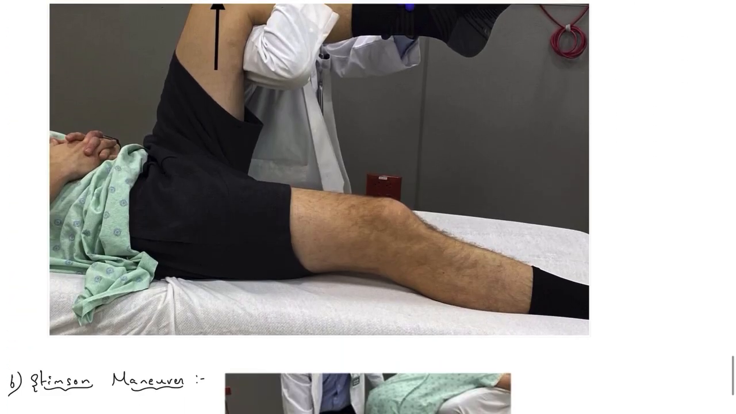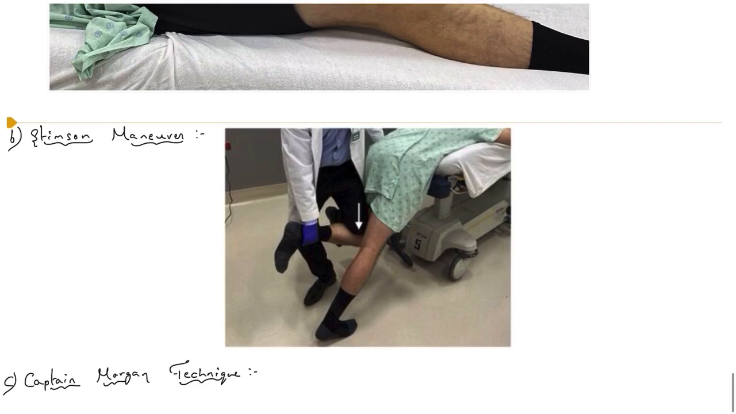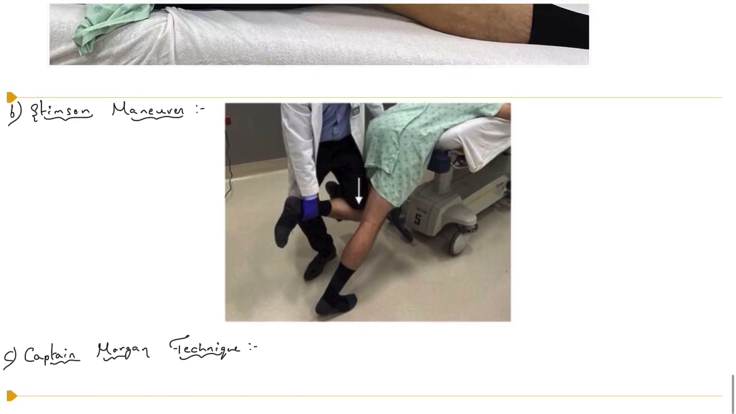If the Ellis maneuver is not working properly, then we can do the Stimson maneuver. In this image, you can see the patient in prone position, with the hip and knee flexed at the edge of the bed like this. We apply some downward pressure on the leg and can assist with internal rotation. Then we bring the femoral head back to its normal position.